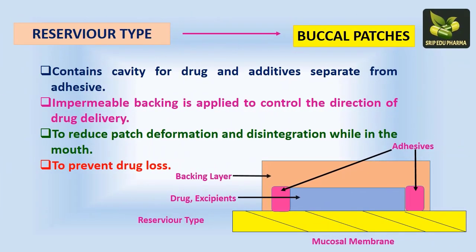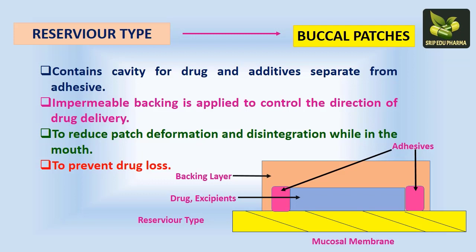The next category that we will be discussing in the formulation aspect is the reservoir type. Till now we were discussing the matrix type. Now comes the reservoir type, and the example is a buccal patch. A buccal patch is a dosage form that has the property of reservoir type drug delivery. It contains a cavity for the drug, and the drug is separated from the additives. An impermeable backing is applied to control the direction of drug delivery, to reduce patch deformation and disintegration while in the mouth, and to prevent drug loss. So these are the main characteristics of buccal patches.